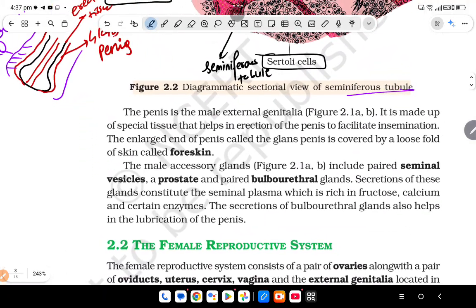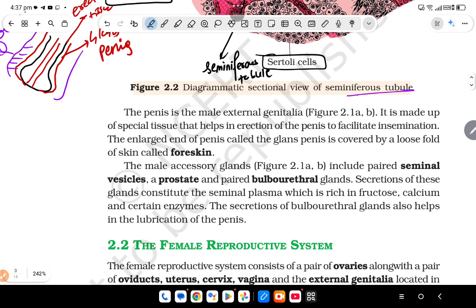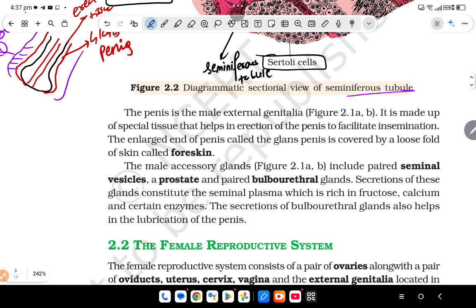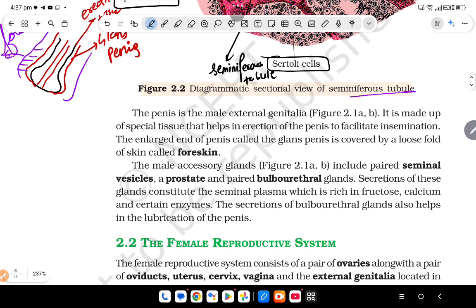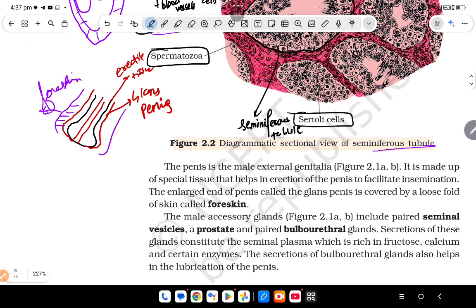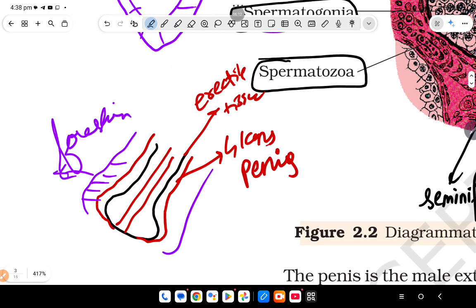The penis is the male external genital. It is made up of special tissue, which we call erectile tissue, that helps in erection of the penis to facilitate insemination. The enlarged end of the penis is called the glans penis and is covered by loose skin called the foreskin.